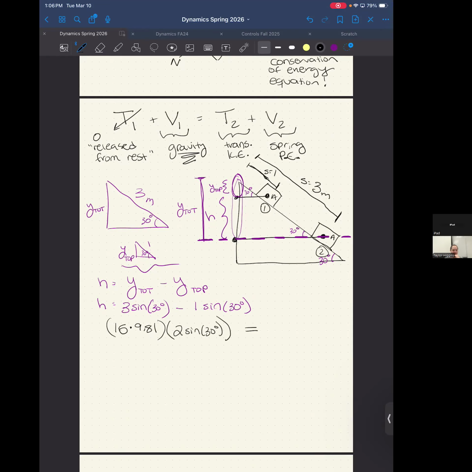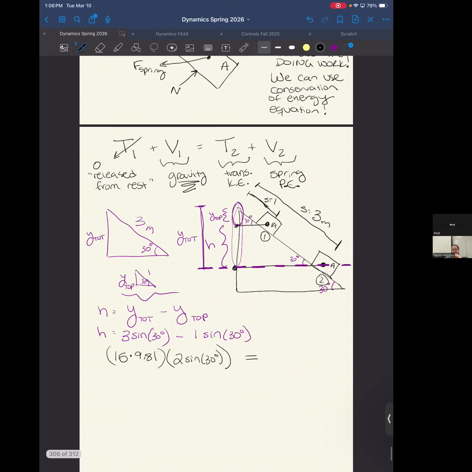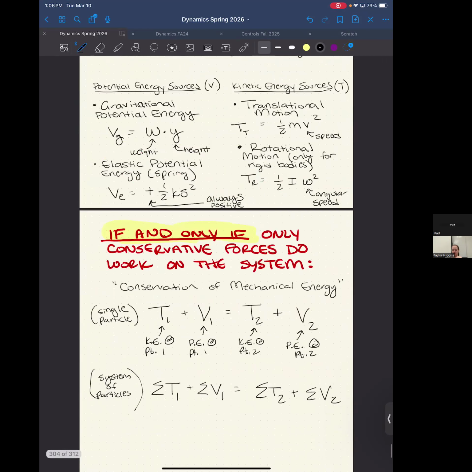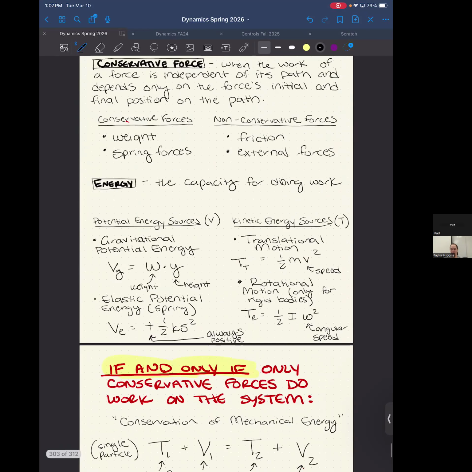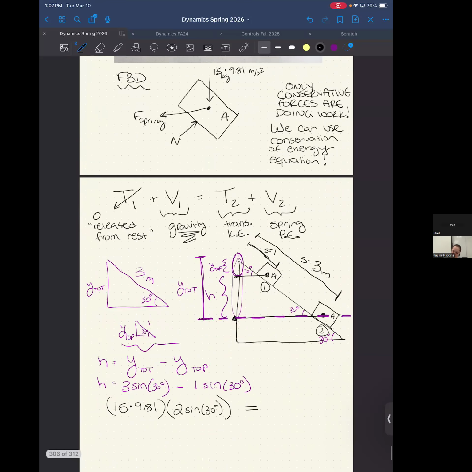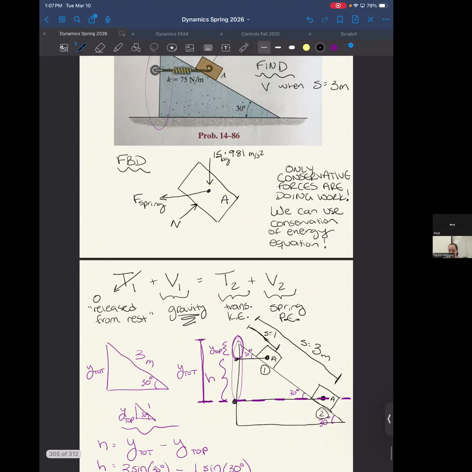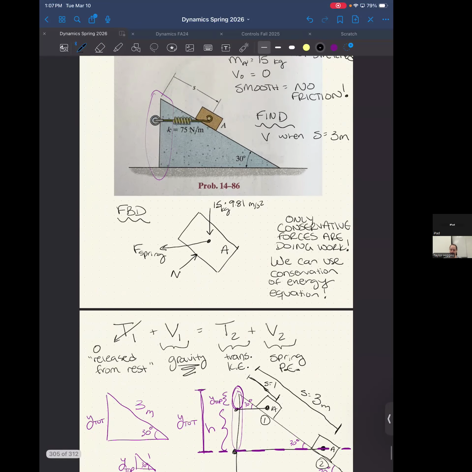How can I write my kinetic energy at point 2? What's my equation for 1/2 mv final squared? Good. The mass is 15. I'll go ahead and plug that in. Very good. And that's what it's asking us for, right? It's asking us to find V final, where s equals 3 meters.